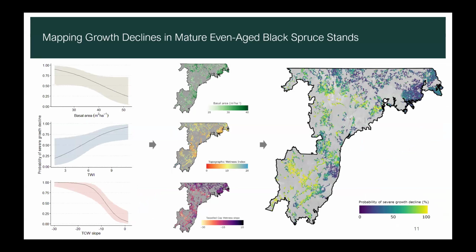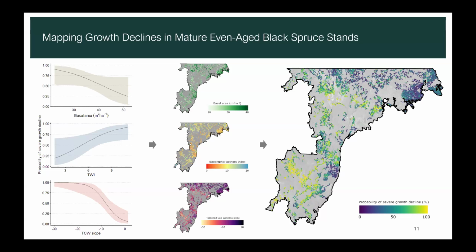And we've used the LiDAR data as well for the topographic wetness index, and used our Landsat composite to get the tasseled cap, the slope of the tasseled cap wetness, which allowed us to make predictions of the probability of severe growth decline during this precise period, so between our period A and B, as shown on the tree-ring series a bit earlier.